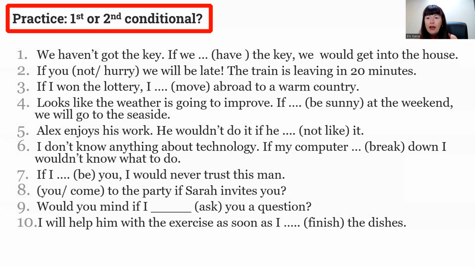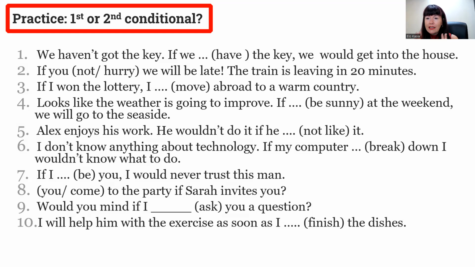Now we're going to have a little bit of practice. First of all, you need to decide whether we have first or second conditional. "We haven't got the key. If we want the key, we would get into the house." So as I'm reading them out, you put in the correct verb form. "If you not, Harry will be late. The train is leaving in 20 minutes." First or second? "If I won the lottery, I move abroad to a warm country." Okay. "Looks like the weather is going to improve. If be sunny at the weekend, we'll go to the seaside."